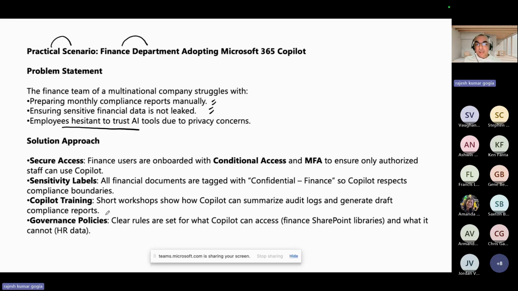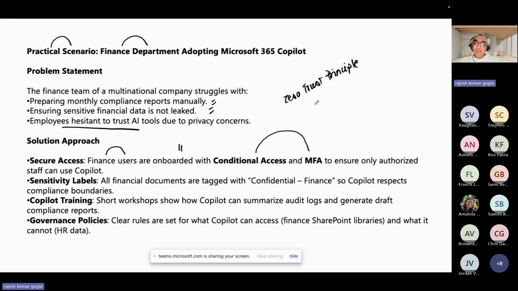So what is going to be the approach? The approach says that finance users are onboarded by implementing conditional access and MFA. See, again and again, they are focusing on a similar solution, isn't it? Why? Because these are all security measures. With conditional access, at least you can ensure this falls under the zero trust principle.